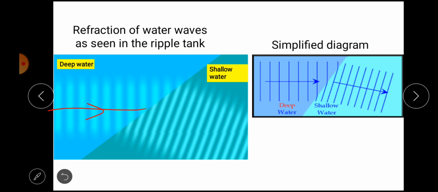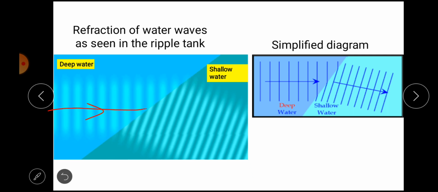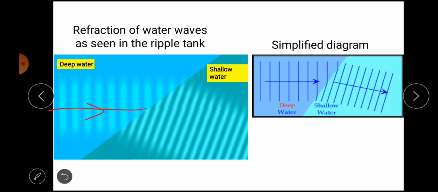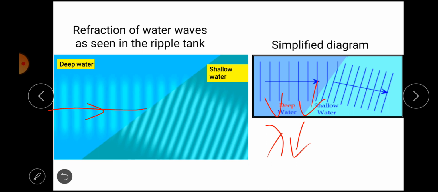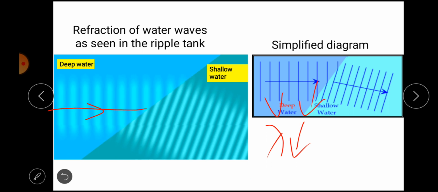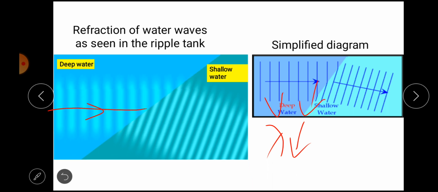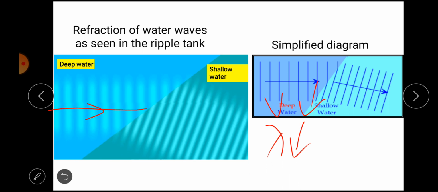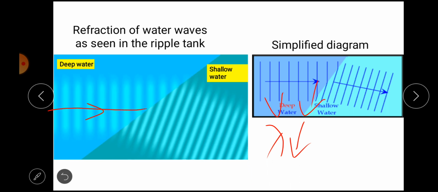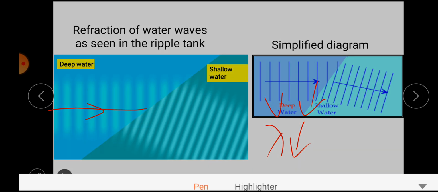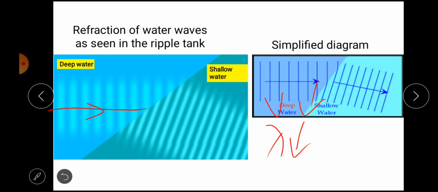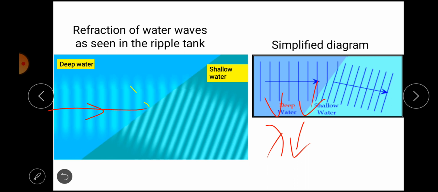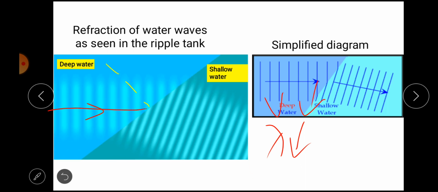So that's number 2. We said the speed decreased. Secondly, the wavelength is reduced. Speed is also reduced, and they bend towards the normal. So if we were to draw a normal here, let me use a different color to draw a normal. So this is the normal.